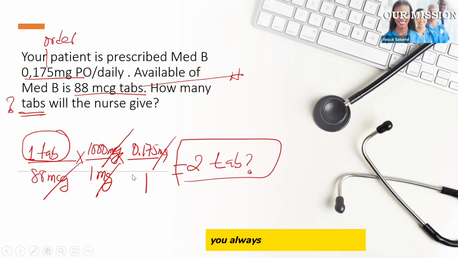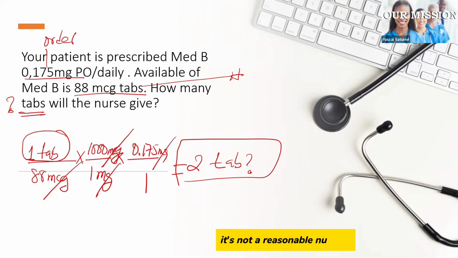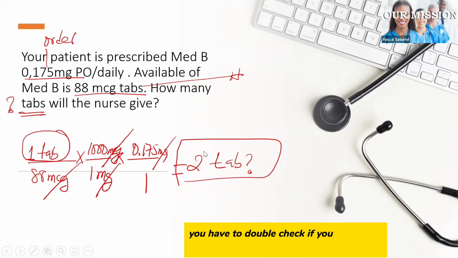You always have to double check. If it tells you to give the patient 20 tablets, it's not a reasonable number. You have to double check. If you have a colleague, talk to your colleague and do the calculation with them.